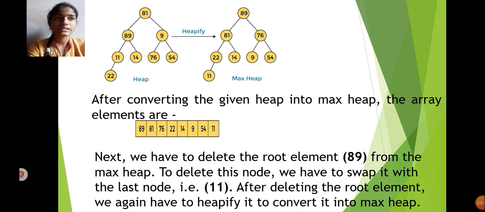Max heap, in the sense I said before, is nothing but the maximum of the given elements kept as root. So here 89 is the maximum number, the biggest number overall among the elements, so it is kept as root. And under that, 81, 22, 14, 11, 76, 19, 54.